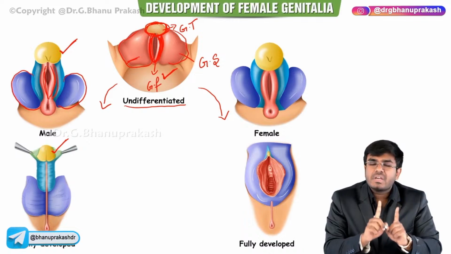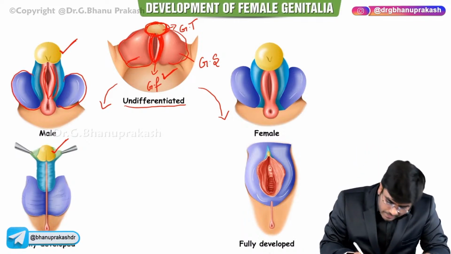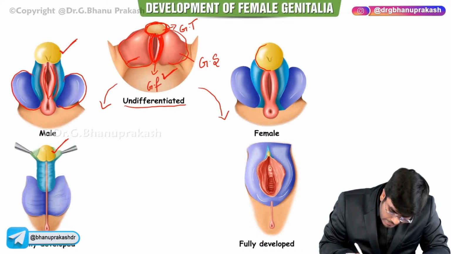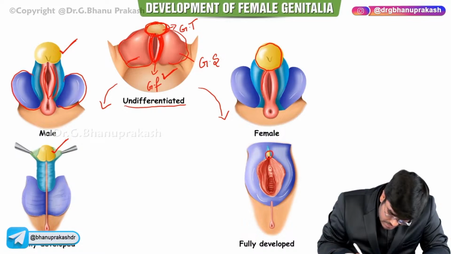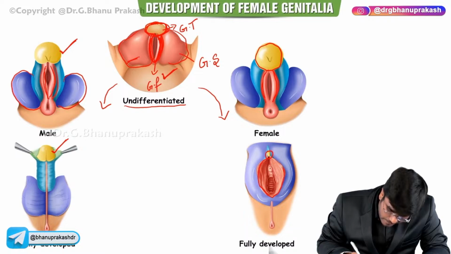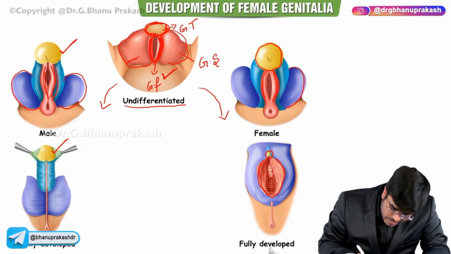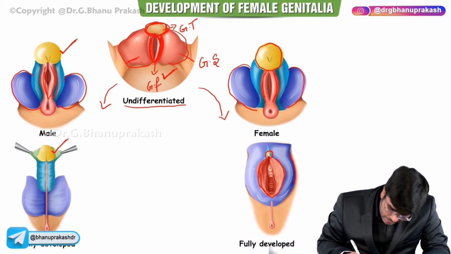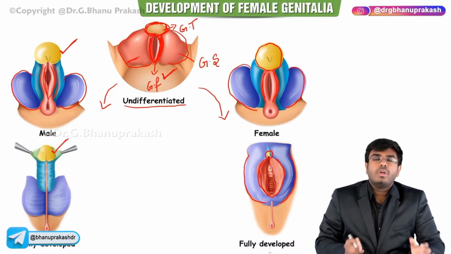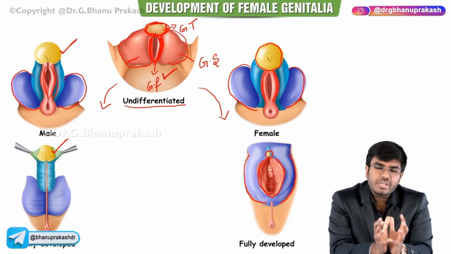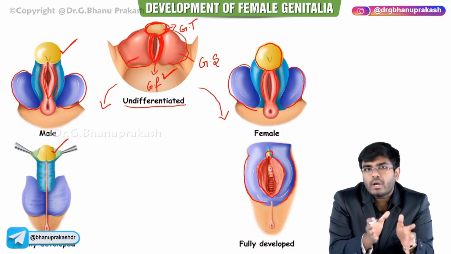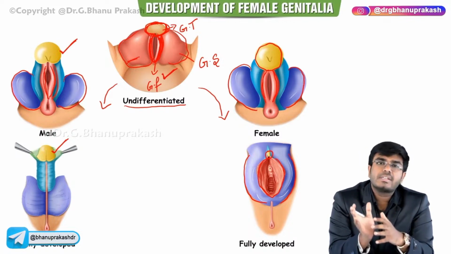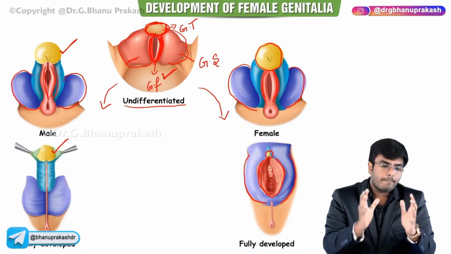But in the absence of dihydrotestosterone in a female, what is happening? The same yellow area will become the clitoris. Now these genital folds will become the labia minora, and these blue swellings which are present over here will become the labia majora. So you are going to have an undifferentiated state upon which, if there is dihydrotestosterone, it will become male. If there is no dihydrotestosterone, it will become female external reproductive organs. So this is the basics.